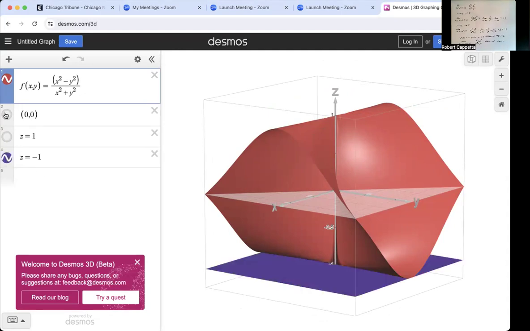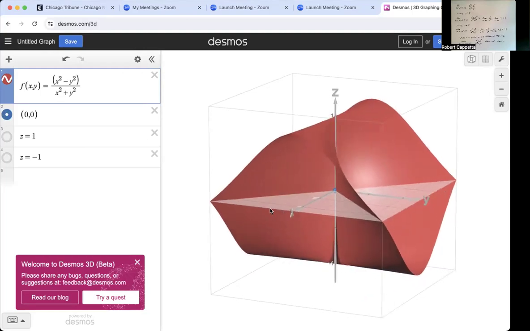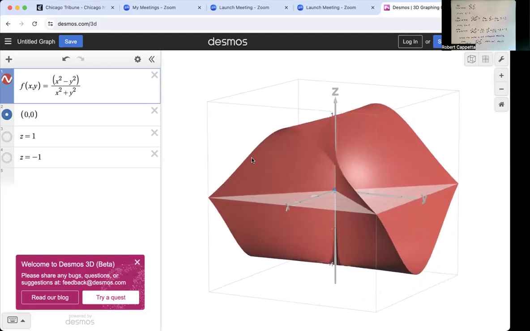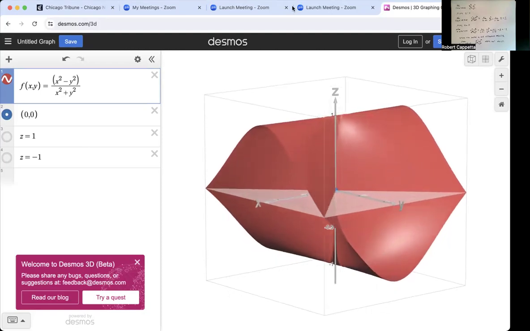Now at (0, 0), which I doubt we'll be able to see, there would have to be a hole in the graph. So there's actually nothing happening at (0, 0). It's not part of the domain of that function. So indeed, the two different paths yielded two different limits. Therefore, the limit does not exist. But the warning is, if the two values were the same, that proves nothing. If you have two paths that yield the same limit, that does not mean that the limit exists.